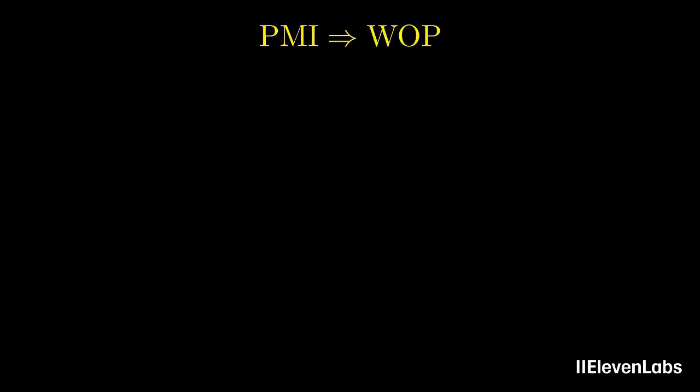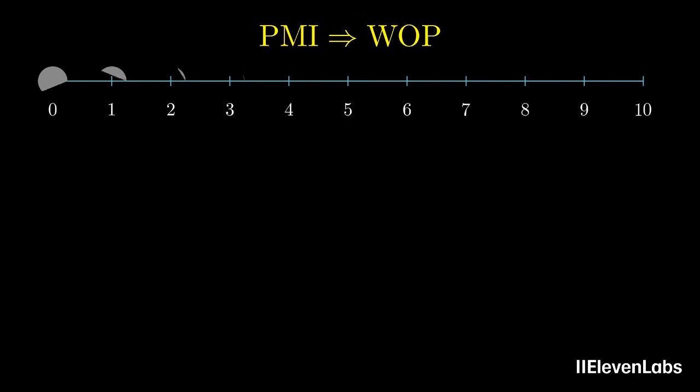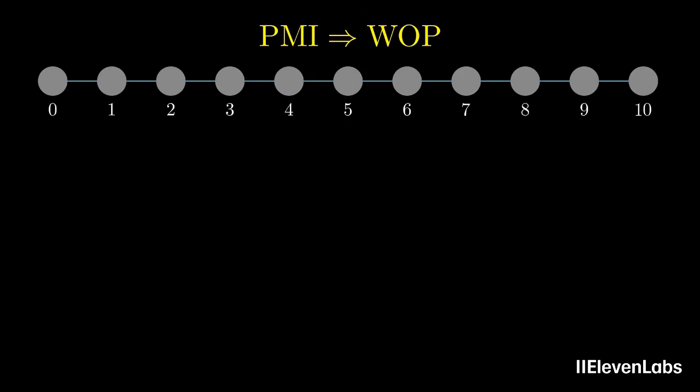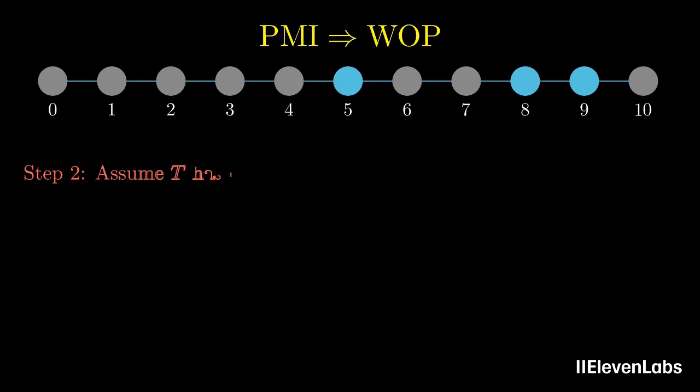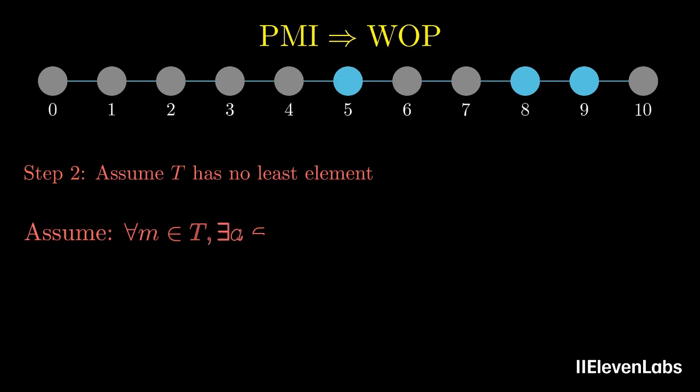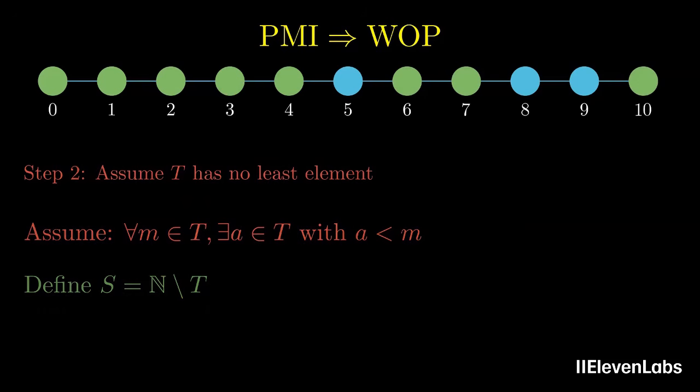Next, we prove that the principle of mathematical induction implies the well-ordering principle of the set of natural numbers. Let T be any non-empty subset of natural numbers. Using the principle of mathematical induction, we are going to show that T has the least element. Assume that T has no least element. That means for all M in T, there is an element A in T such that A is less than M. Let S be the complement of T in N.